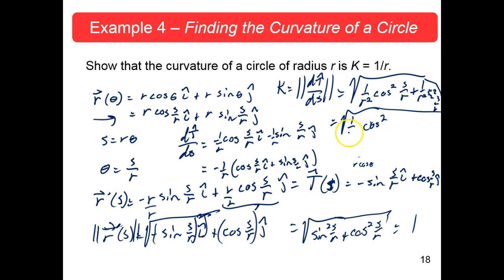1 over r squared, factor that out, cosine squared s over r plus sine squared s over r. That would be 1. Okay, so you get the square root of 1 over r squared. The curvature is 1 over r. And that's exactly what they wanted us to show. That the curvature of a circle, k, is equal to 1 over r. And that's true for any size circle. Any size circle. Okay.